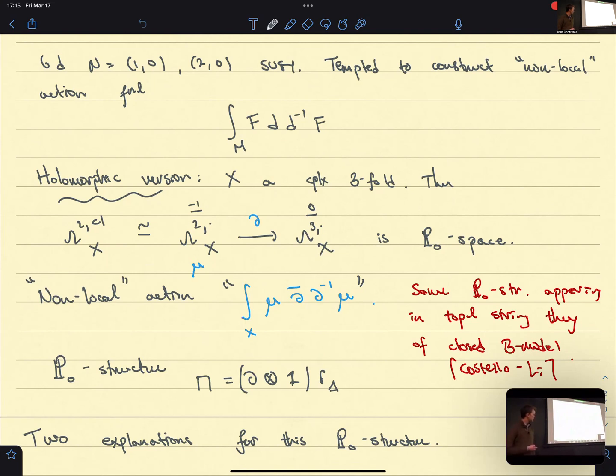I should say this is the same P0 structure that appears in approaches to topological string field theory of the closed B-model via work of Costello and Li, mathematically formulating this BCOV action functional. This is another natural place where this action functional arises. So that's a very interesting interacting theory. Here I'm just studying, if you like, a free theory, just a quadratic term in the action. But nevertheless, it shares a lot of these features with the closed B-model.